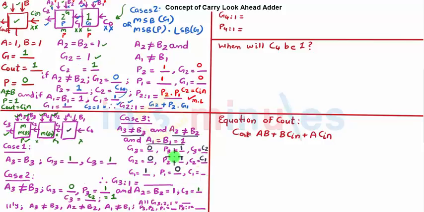And we don't need to wait for C0. We can straight away say that my C1 is equal to 1. That means my C2 is equal to 1. That means my C3 is equal to 1.